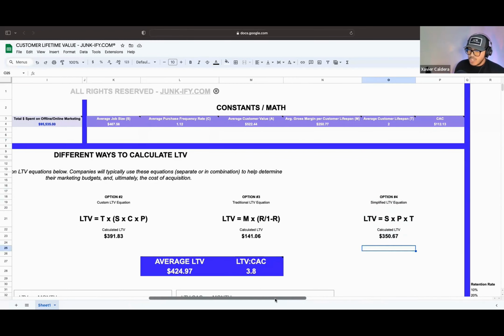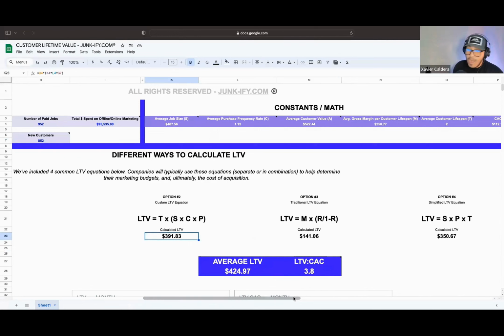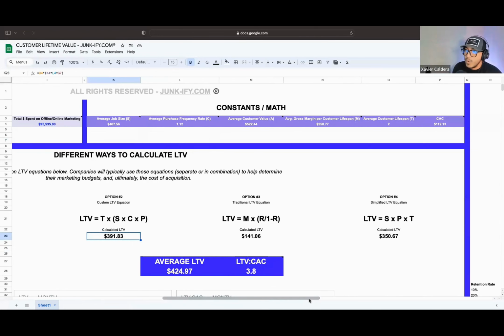But check this out. Some of them are different LTV calculations. So you can say this is the $816 LTV, $391 difference, $141, $350. What is the correct one? I found it's a very gray area. However, if you average, you can get basically the juice out of all those 4 and compile them into just one, which is your average LTV. And your average LTV, in this case, for this particular franchise location is $424, almost $425 LTV.